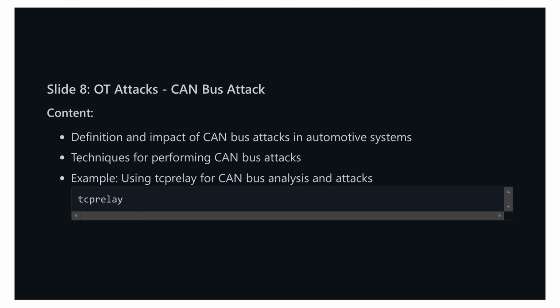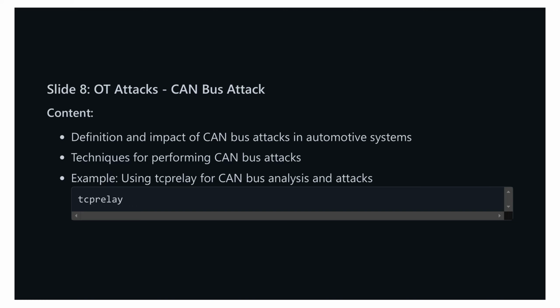The CAN, Controller Area Network, bus is critical in automotive networks as it facilitates communication between different electronic components in a vehicle. First, we'll define what a CAN bus attack is and discuss its potential impact on automotive systems. Disrupting CAN bus communication can lead to significant failures in vehicle operations, posing both safety and security risks.